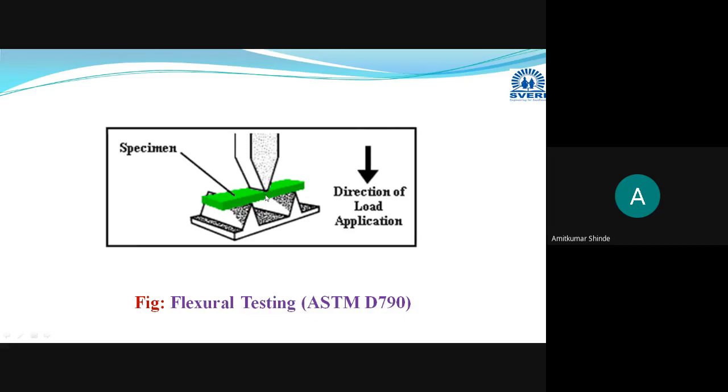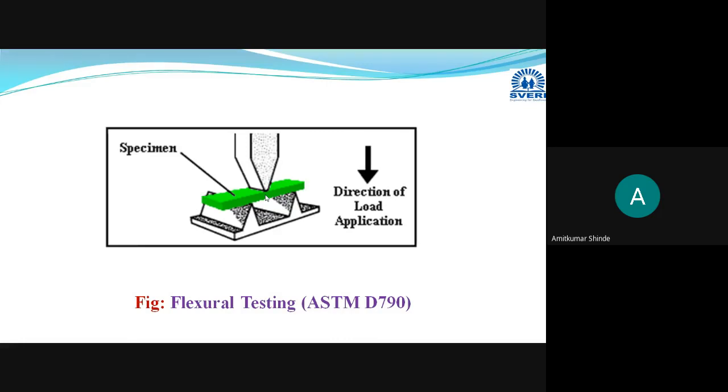Now here we are going to check the strength. In the flexural testing we are going to check the flexural strength, and this flexural strength is nothing but the maximum stress that a particular material can carry at the outer fibers before failure, or before a crack occurs.